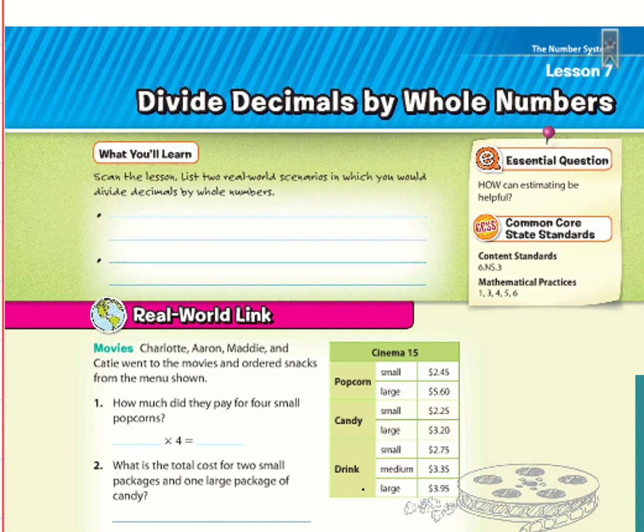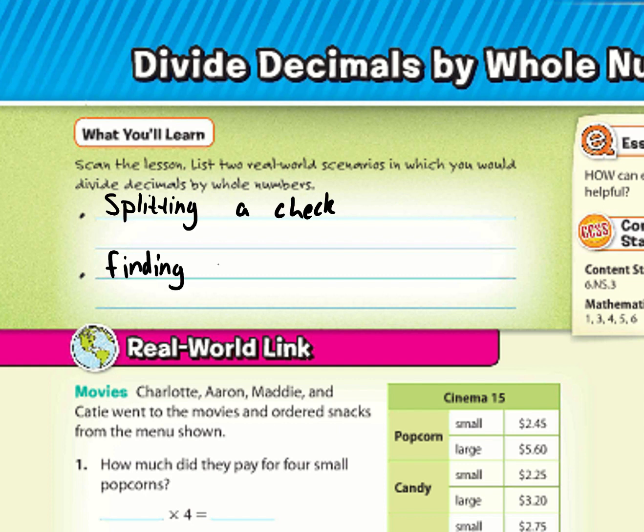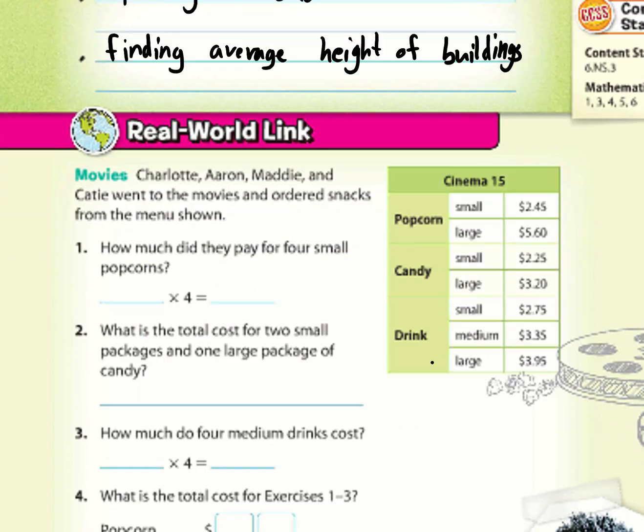We're on page 231. And after scanning the lesson, some real-world scenarios to divide decimals by whole numbers is splitting a check. This is when you go out to eat with your friends. Another way is finding average height, height of buildings. But we're going to go ahead and move on to the real world link.